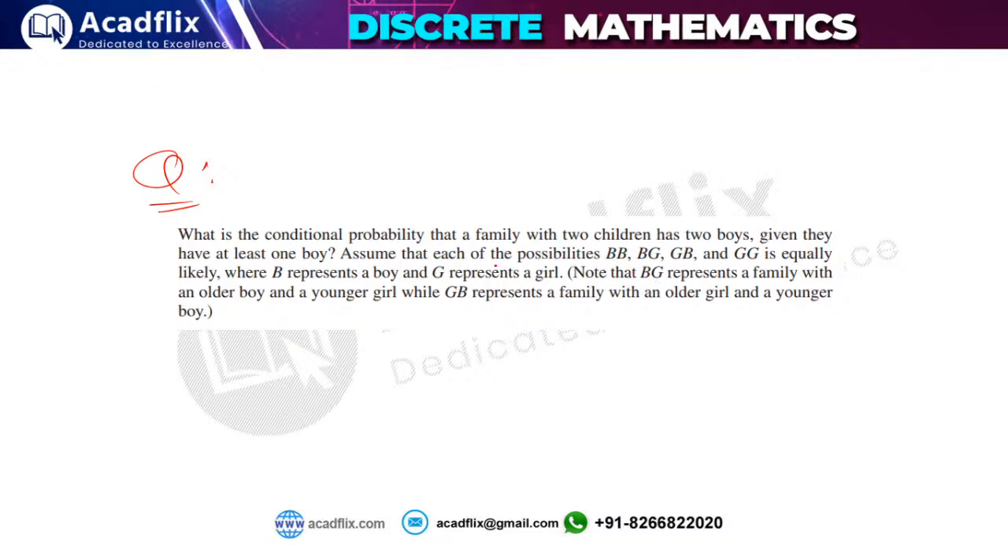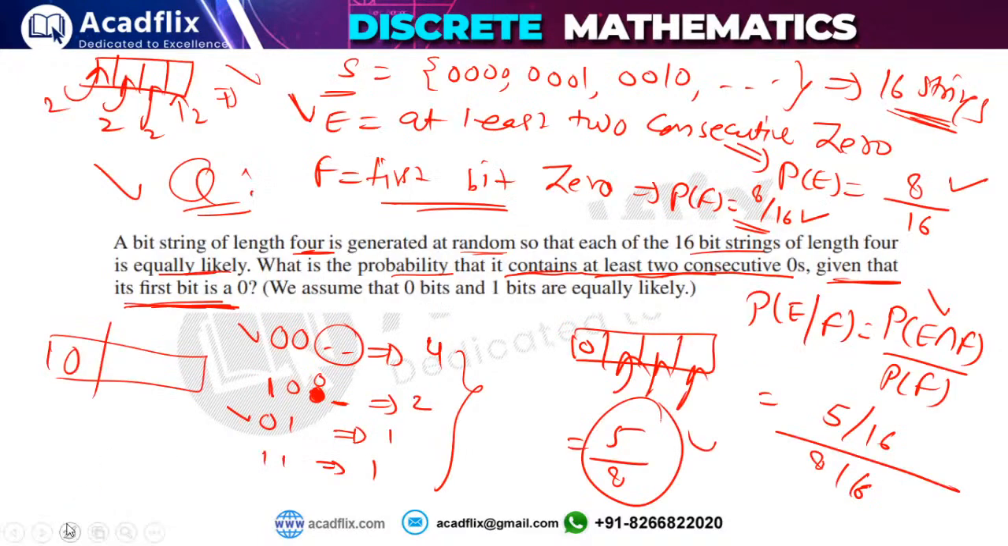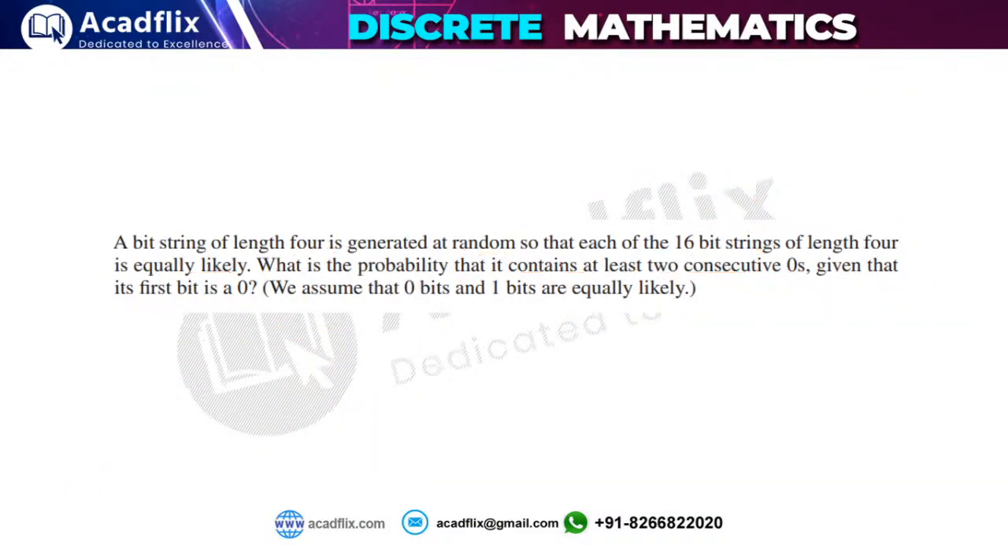Okay, so wait a second. So Nirdita is asking about the favorable cases we want to discuss. Let's see. I think you are asking how many strings there are which have at least two consecutive zeros. I think you are asking this. Okay, so how many strings have at least two consecutive zeros?